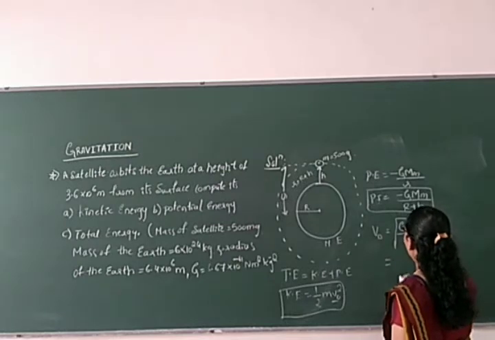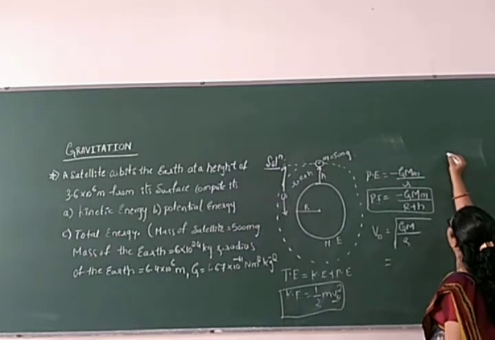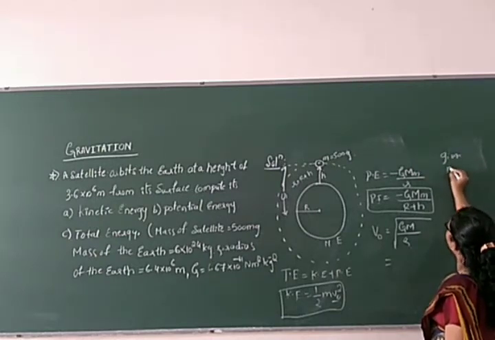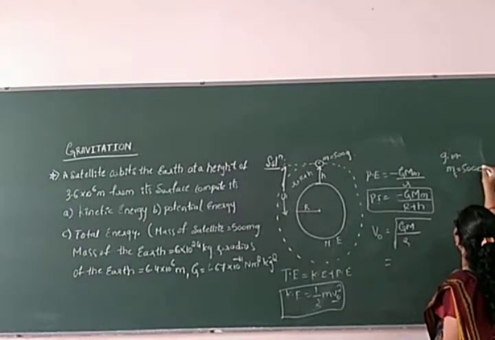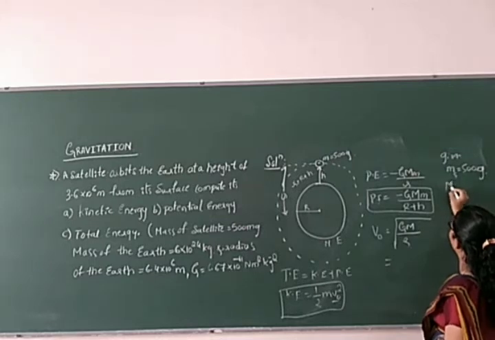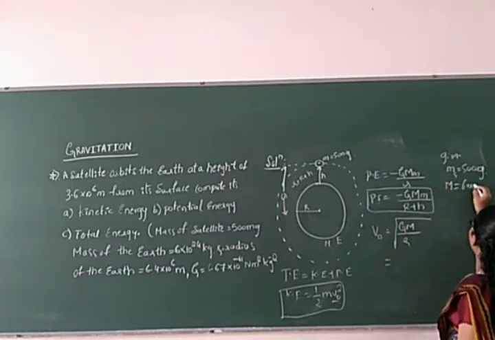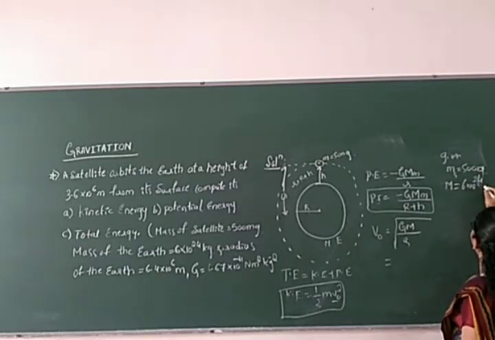So what is g here? G value is already given. Let us make one list of given data here. So what are those? Mass of the satellite is given, 500 grams. Right? 500 grams. Mass of the earth is what here? 6 into 10 to the power 24, 10 to the 24 kg it is.